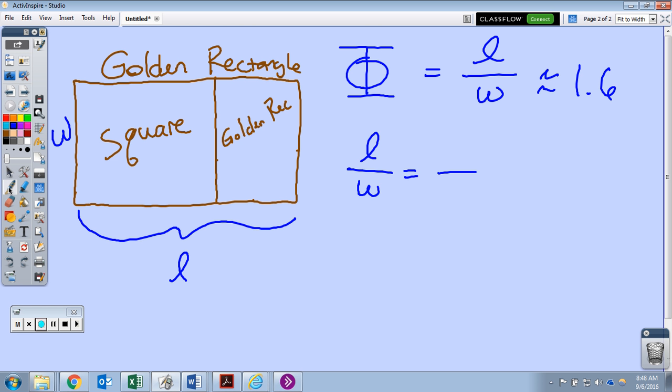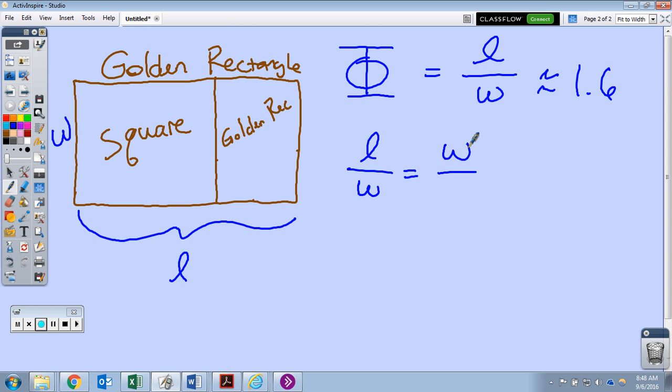So let's think about this. What is the length of this new golden rectangle? What is this distance here? Exactly. The length of this new golden rectangle is the width of the original golden rectangle. Hold on, let's not jump ahead of ourselves. We first have to take some idea and make an equation or statement that's true.